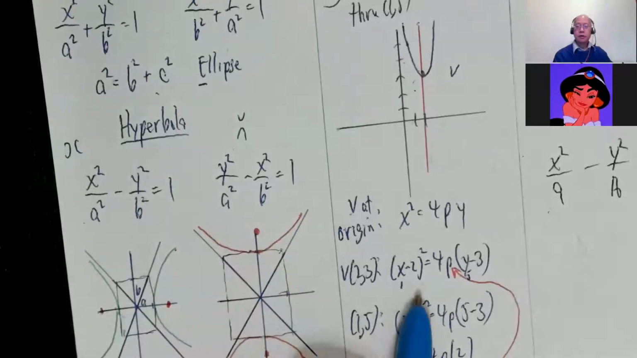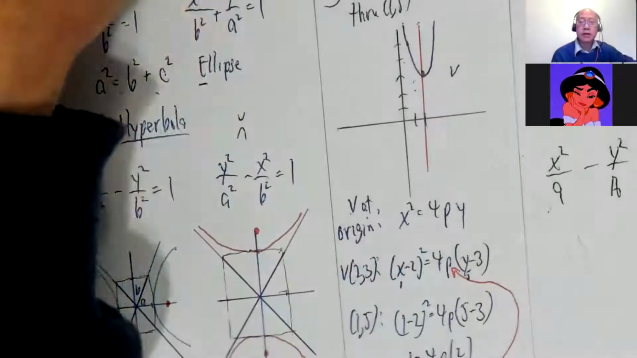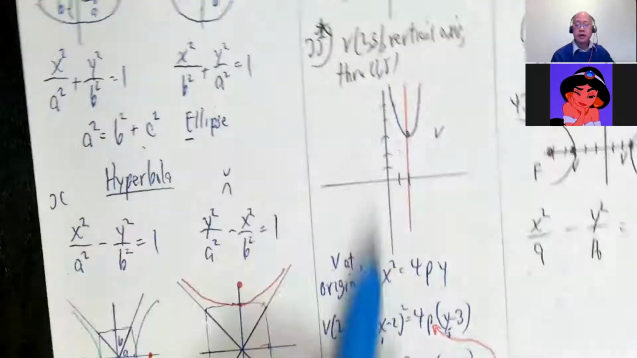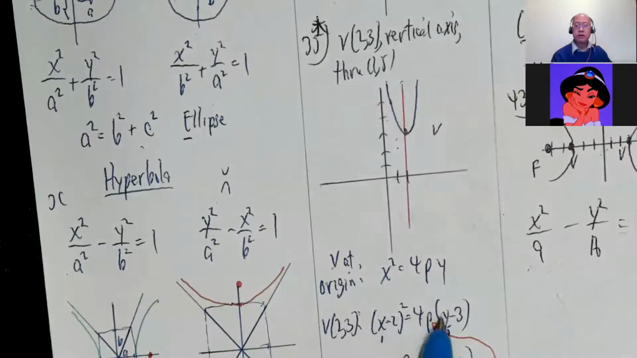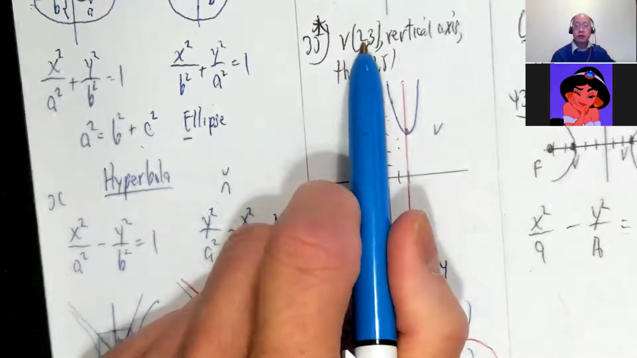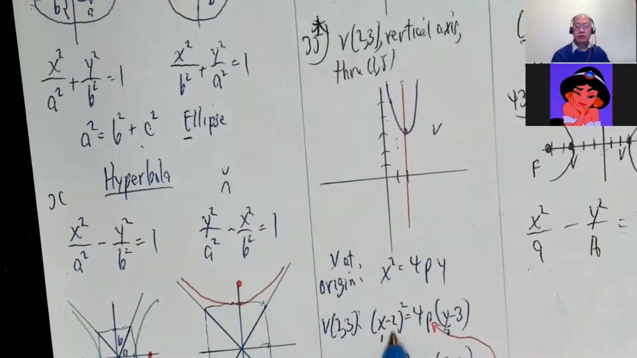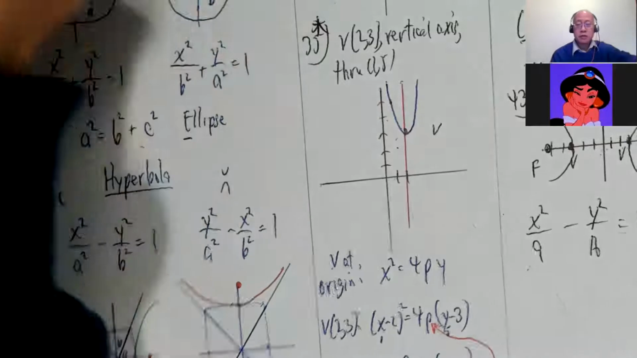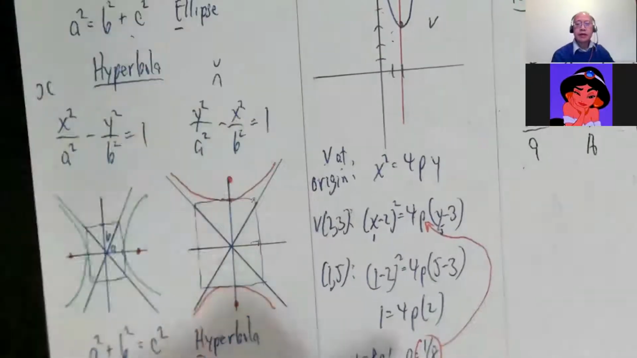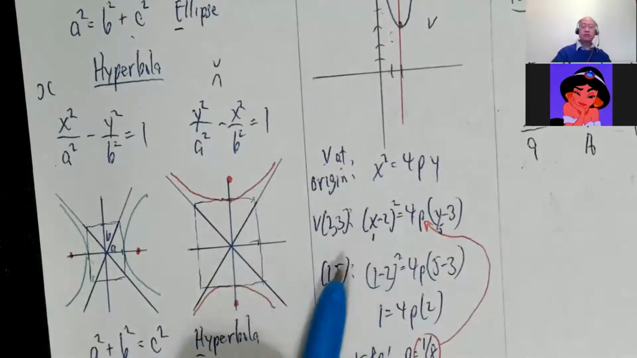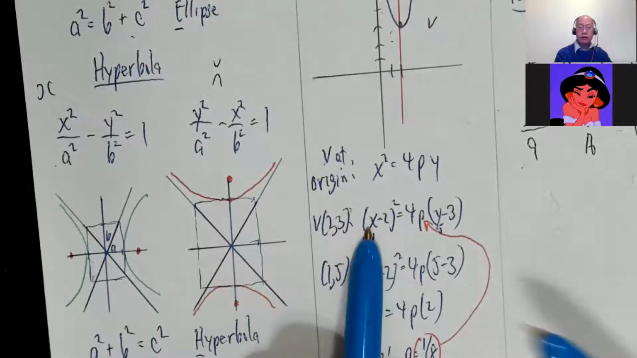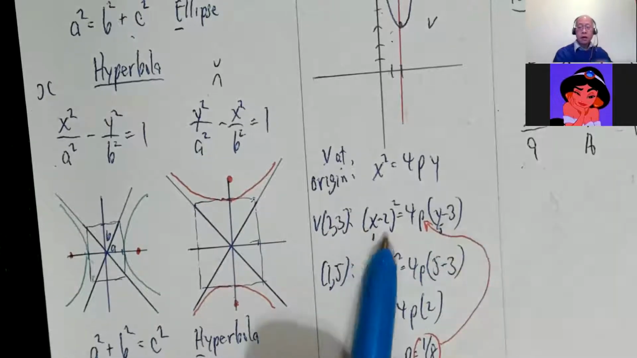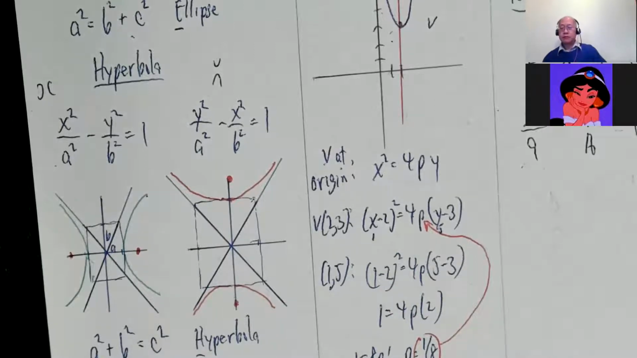Okay, so how do I find the p? I plug in. So at this stage, because I know the vertex is 2, 3, I'm going to go, x squared equals 4py is at the origin, but since we're at 2, 3, x becomes x minus 2 squared, and y becomes y minus 3. And now, since I know the graph passes through 1, 5, I plug in 1 right here, 5 right here, and then try to solve for p. And that'll give it to me.